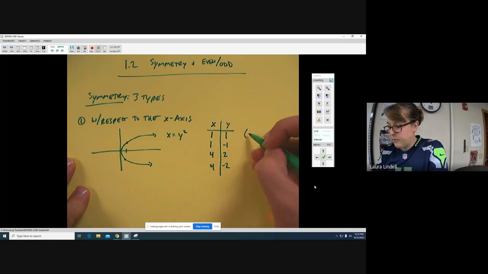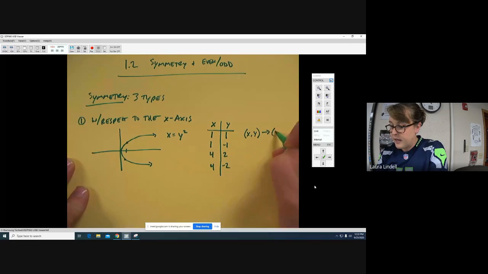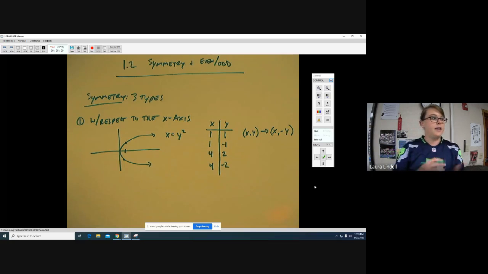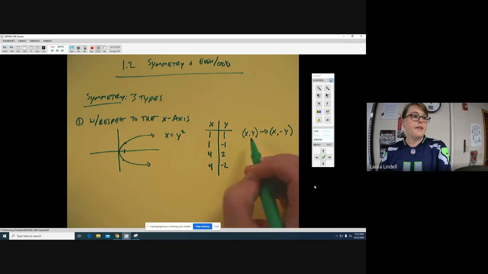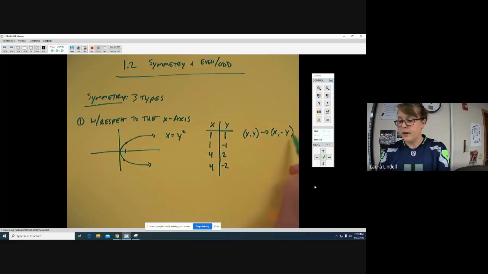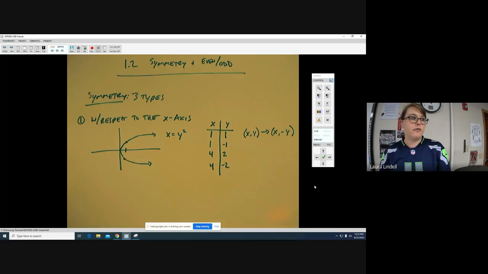So if you've got this relationship where you have x and y values, and then also the same x value with the negative y value that corresponds with it, that would give you the idea that it has x-axis symmetry. This is kind of the rule to tell if something has x-axis symmetry. If this point is on your graph, then this point is also on your graph, in order for something to have x-axis symmetry.